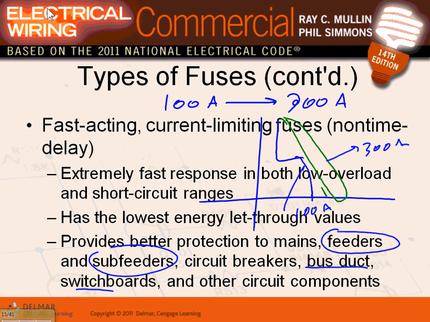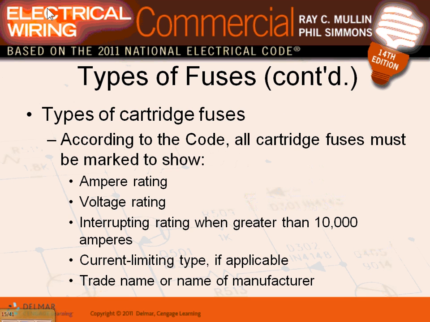Why do they call them fast acting? Because they go so fast. Current limiting fuses, they limit the current. We'll talk about limiting the current in a few seconds. Fast acting, they trip fast. Current limiting, they limit the amount of current that can flow so it doesn't burn the equipment.